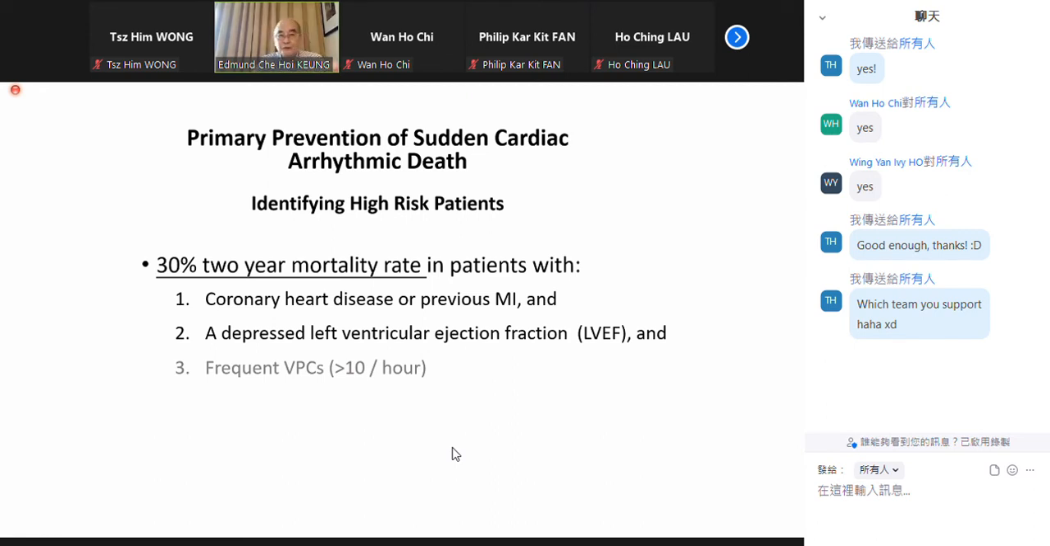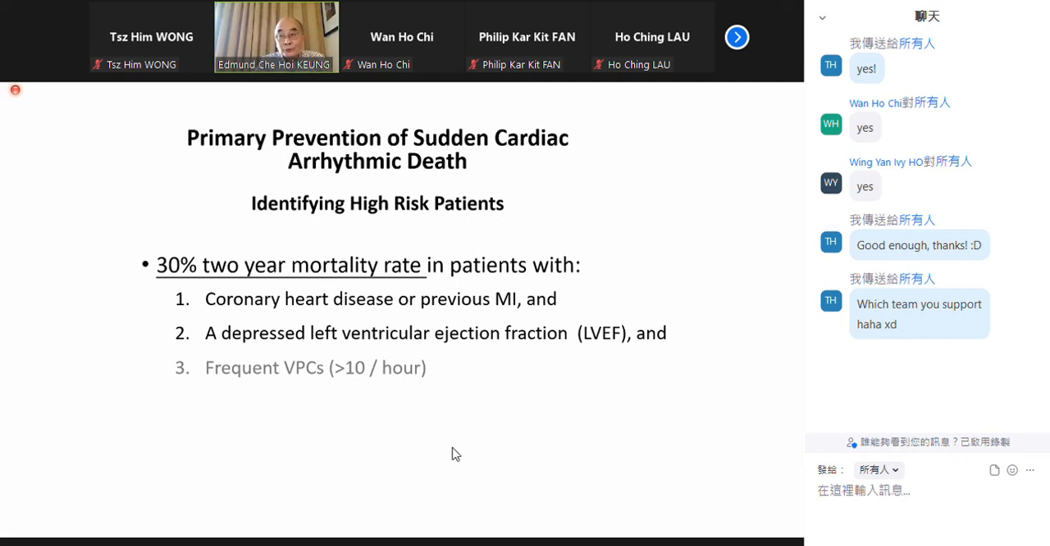But then we cannot afford $18,000, actually US, on everyone. Okay? So you identify the high-risk patients. The most common ones that we deal with are the ones with coronary artery disease, either obstructive coronary artery disease or a previous MI. Usually they come together, and they have depressed LV function.